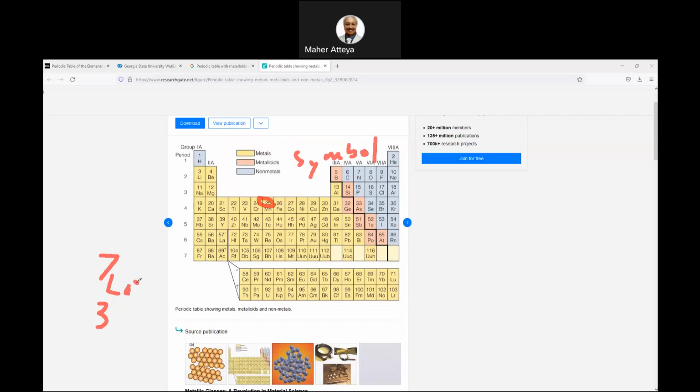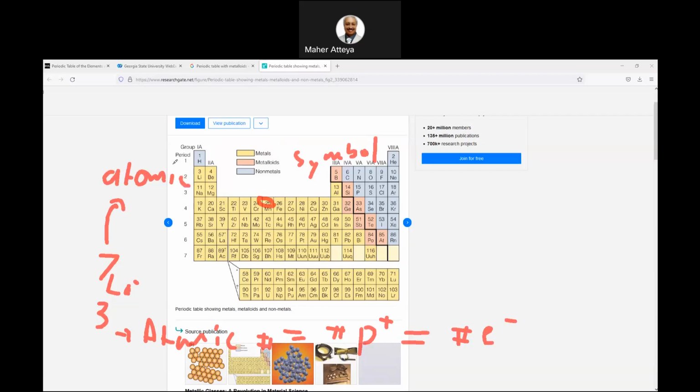The smaller number here is called atomic number. What that really is, is the number of protons or number of electrons. On the top is called atomic mass. What it really represents is the number of protons plus the number of neutrons. Okay, can you see that?